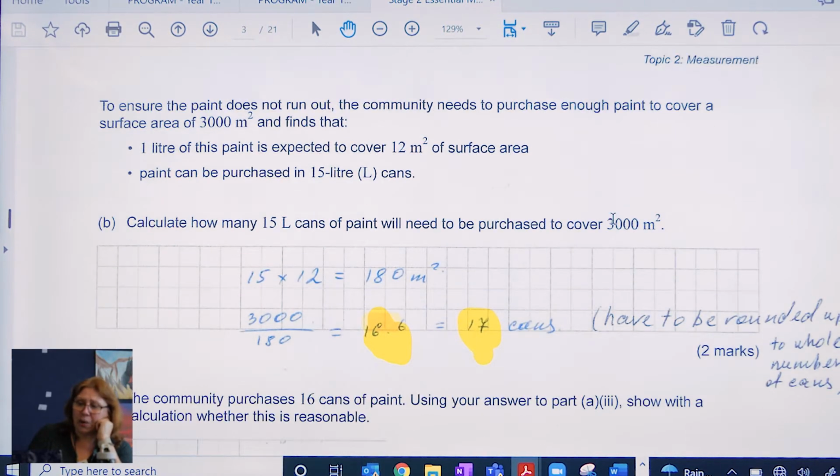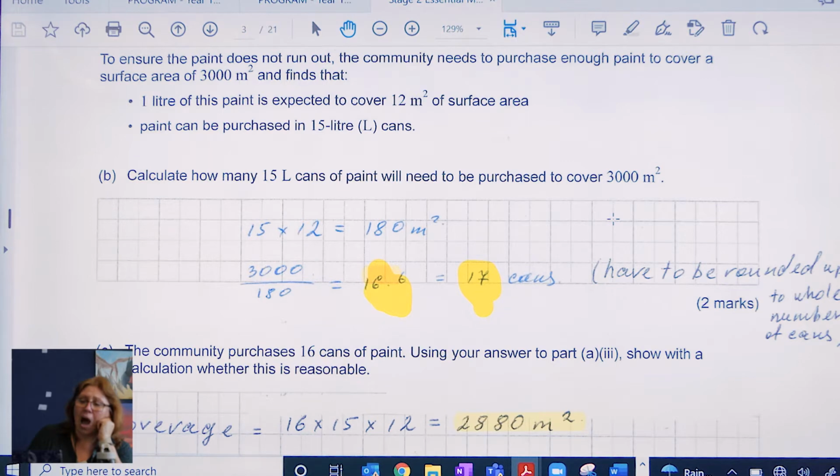The next bit of the question, they ask, calculate how many 15-liter cans of paint will need to be purchased to cover 3,000 meters square. So 1 mark is allocated to do the correct operations here, multiplying by 12 divided by 180, but 1 mark is allocated to see that the students understand that it has to be 17 cans. So it's not 16.8, they are not buying part of a can. They need to purchase those 17 cans.